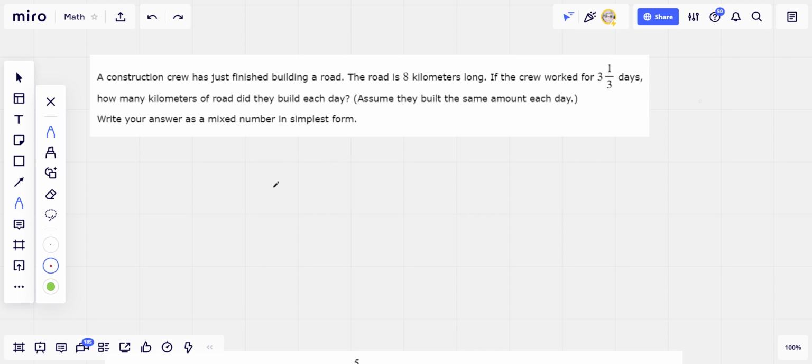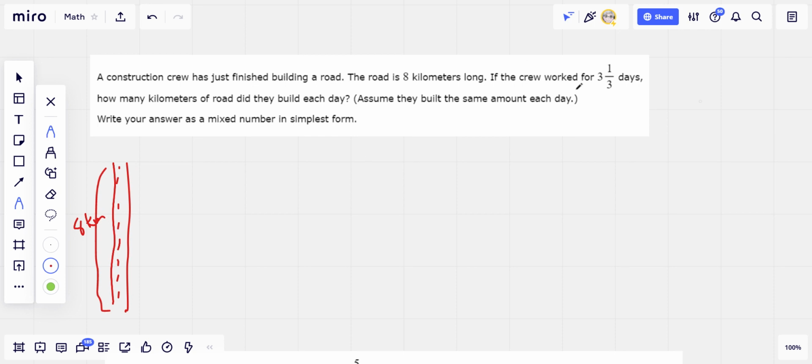Let's read this and see what sense we can make out of it. It says, a construction crew has just finished building a road. The road is 8 kilometers long. Okay, let me draw a road. So there's the road. We know it is 8 kilometers long.